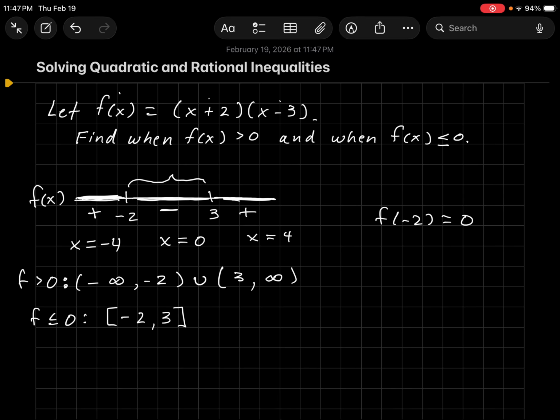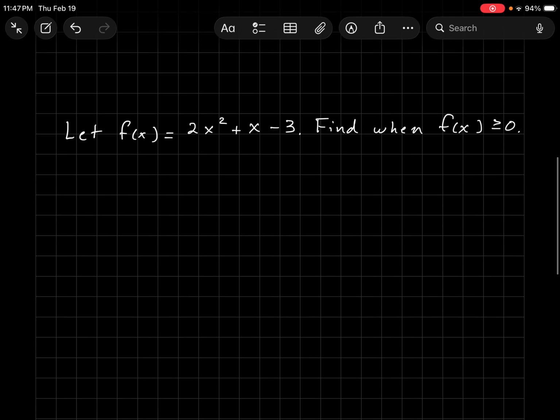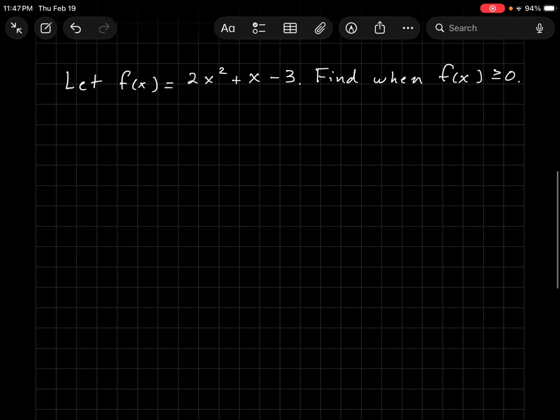So we'll do a couple more examples. It's just this idea, but just so we have a little bit more to go with. Let f of x equal 2x squared plus x minus 3. Find when f of x is greater than or equal to 0. So the first thing I really want to do is factor this, certainly if possible. So see if we can factor this up here.